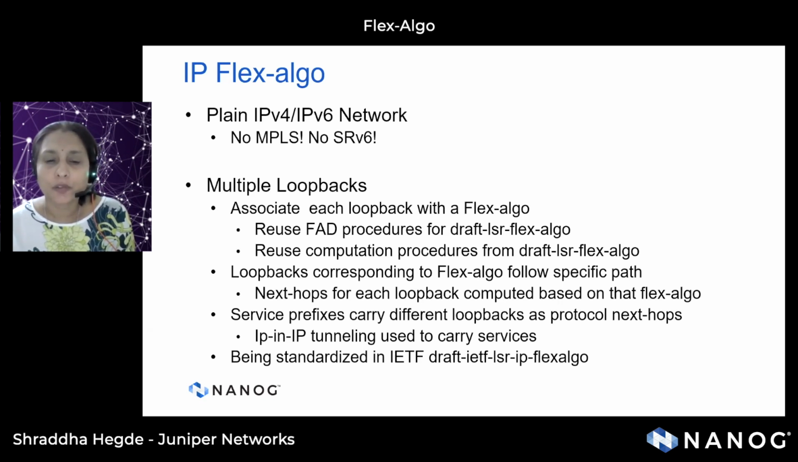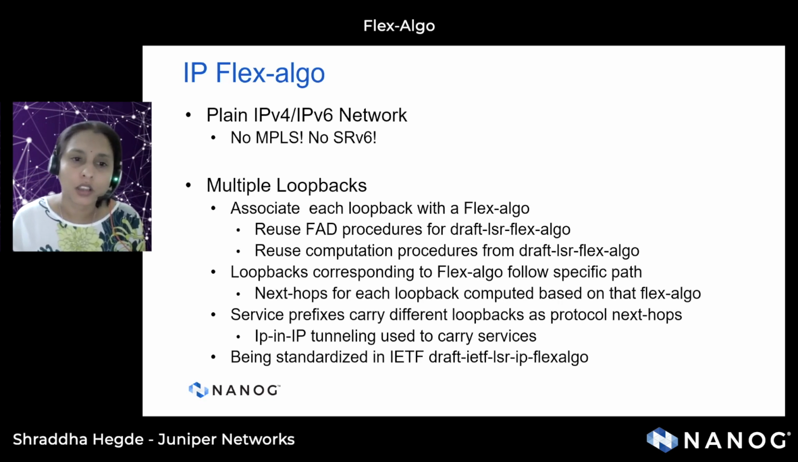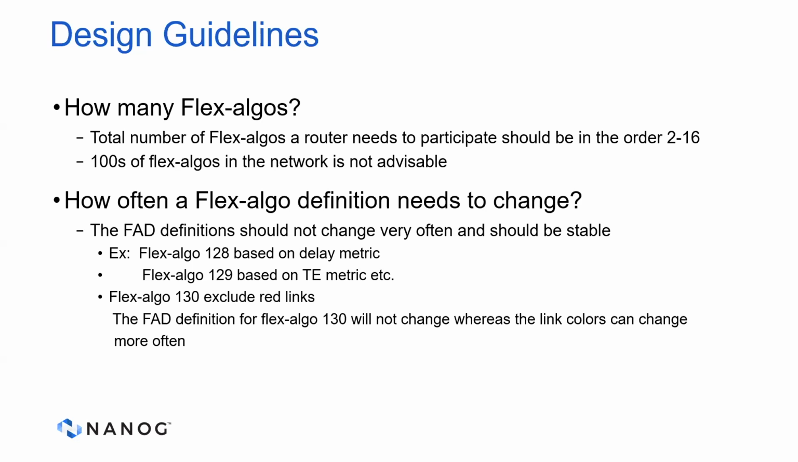And then for the service prefixes, let's say there's a service prefix which wants to use the red FlexAlgo, that would use a protocol next hop corresponding to the red loopback, and similarly a blue one would use a blue loopback. And then they would use IP and IP tunneling to route within the core network. This is being standardized in the IETF in the LSR working group, and the draft name is draft-ietf-lsr-ip-flexalgo. So we saw why FlexAlgo is needed and how it works.